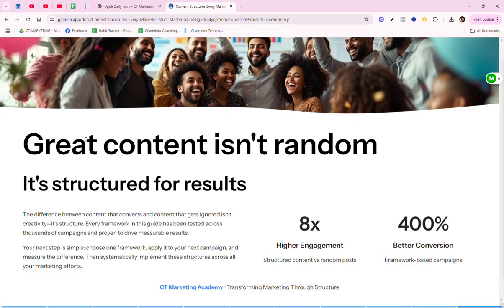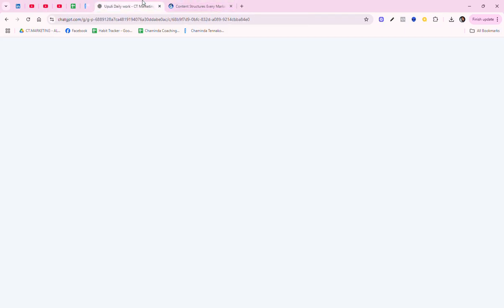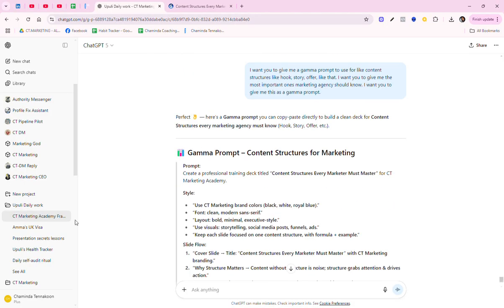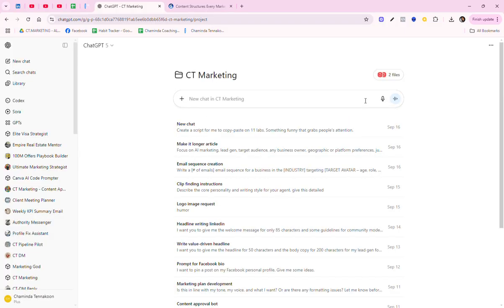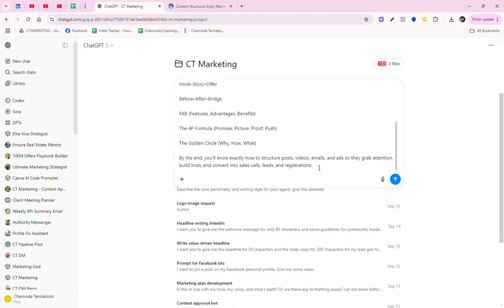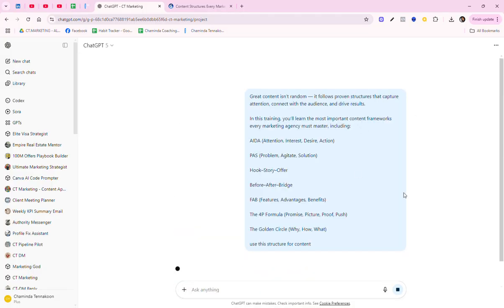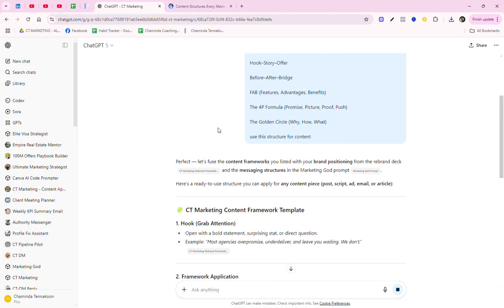Use framework based campaigns. In the description you will see all these frameworks. What you can do is copy this, and I'm going to show you how you can add this to your client's project. So you can ask it to use this structure for content. That's all you have to do. But just have an idea what these abbreviations mean. So it's gonna build the content for you that way.